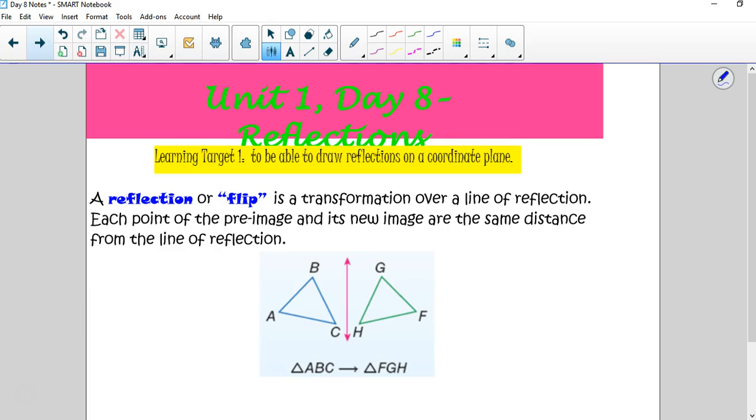We're going to be able to draw reflections on a coordinate plane. A reflection, or a flip, is a transformation over a line of reflection. Each point is a pre-image, and its new image is the same distance. This is very important. This is kind of a cheat too. Same distance from the line of reflection. That's going to be your reference point. So ABC becomes FGH. Another way to do that is A prime, B prime, C prime. So you'll see it referred to both ways at times.